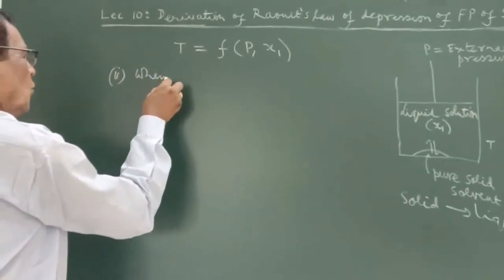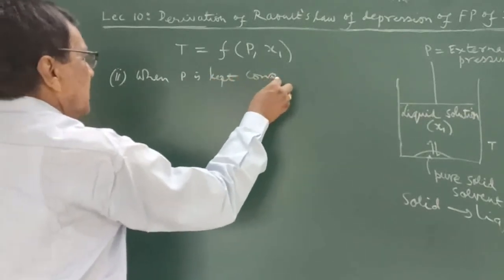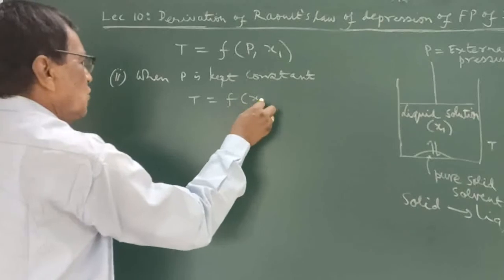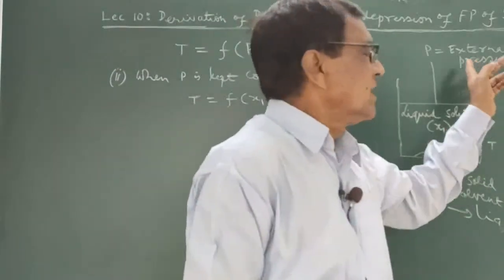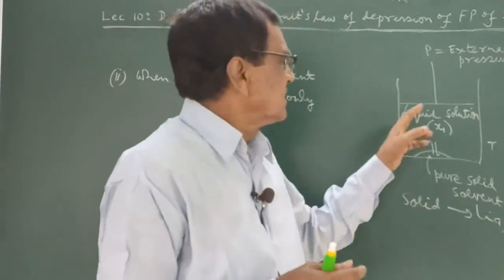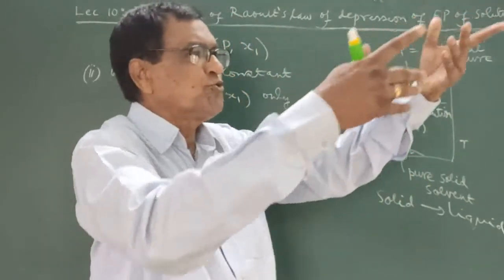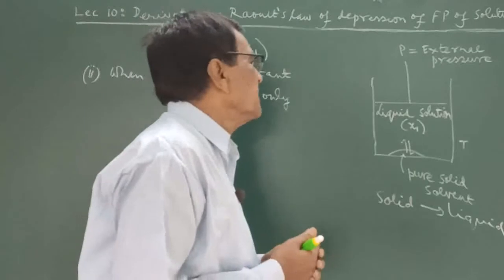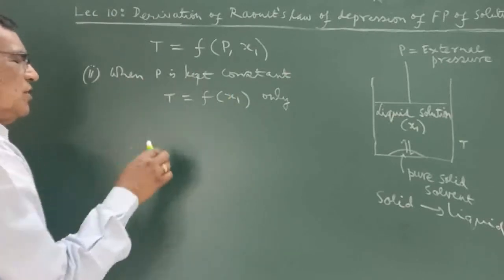Second point: when P is kept constant or fixed, then T is a function of X1 only. In the general case, this external pressure is fixed at one atmosphere. In this case, there is no need for the piston. This system is exposed to air, which has one atmospheric pressure. So in this case, if we change X1, then T will also change.